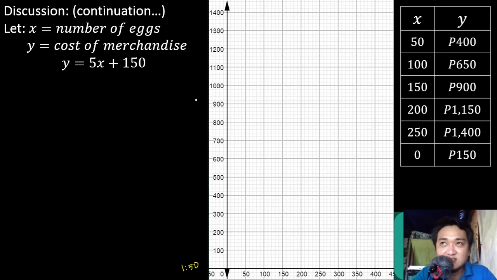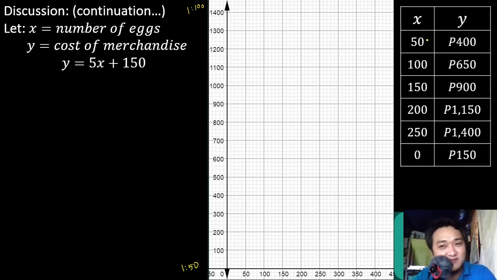While yung ating y-axis, it represents the cost of merchandise, at ang kanyang scale by 100. So 1 is to 100. Yan po yung scale niya. So that is 100, 200. Pwede natin gawin ganun yung ating graph. Ang tanong lang naman dito is, ano yung itsura nung graph? Iyon po. So let us start to discover.